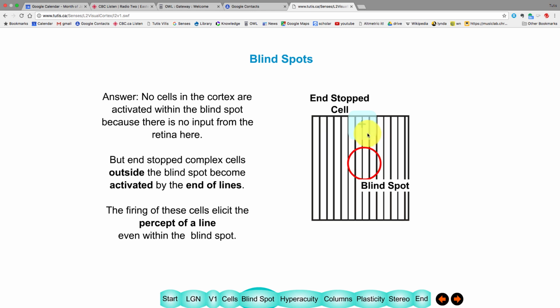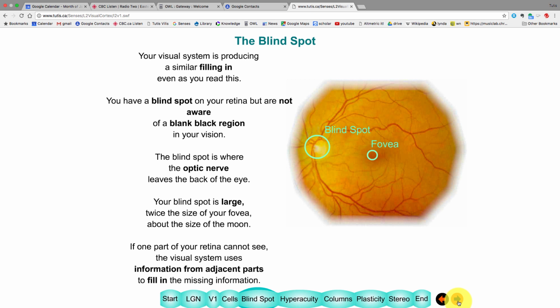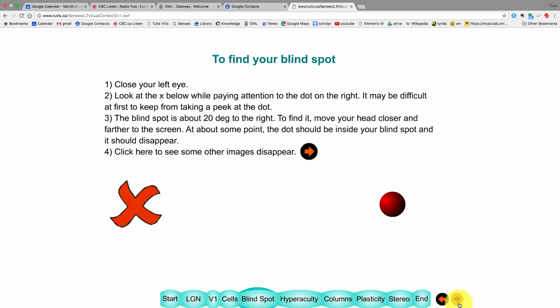But out here, the end-stop cells can see that the line is ending. Another one over here can see the line is ending. And they then produce activity even though there's nothing in their own receptive fields. So they produce this perception of this line. Now, you might find that a little far-fetched. Okay? So what I'm next going to show you is that all of you are doing the same kind of filling in at this very moment.